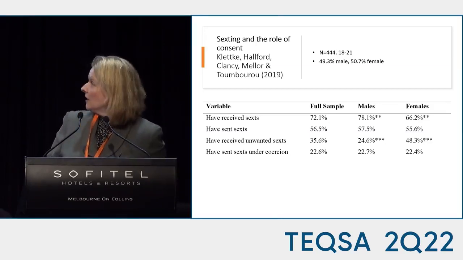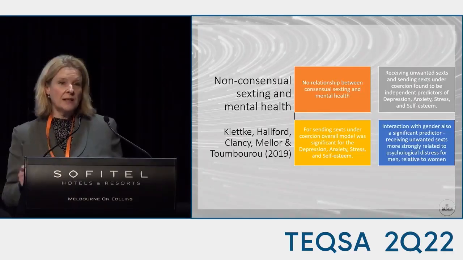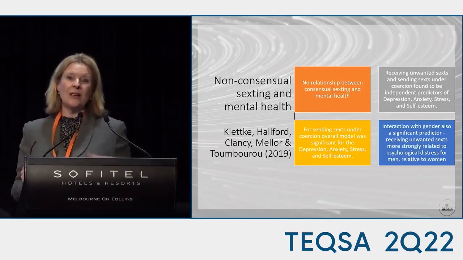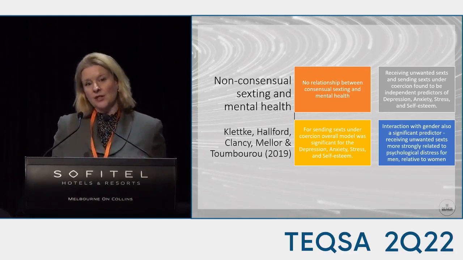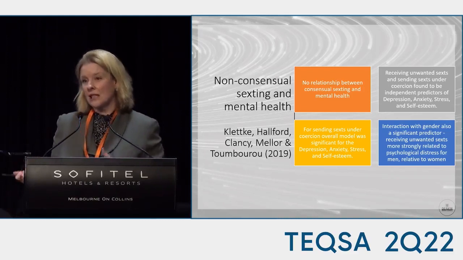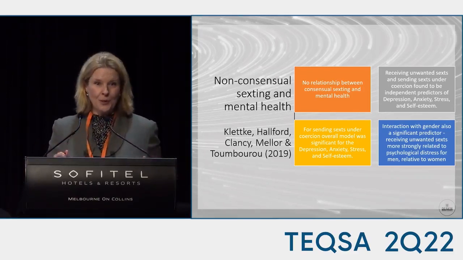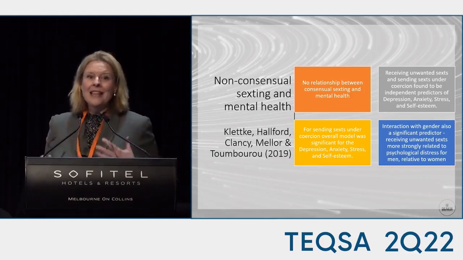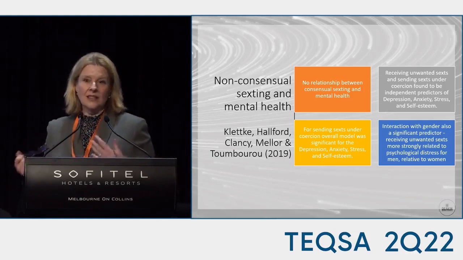So when we then looked at this in terms of its relationship with mental health, there was absolutely no relationship between consensual sexting and mental health. Mental health was measured by the DASS, which is depression, anxiety, and stress, and we also looked at self-esteem. There was no relationship between the two. However, there were significant effects when we looked at non-consensual sexting and mental health.